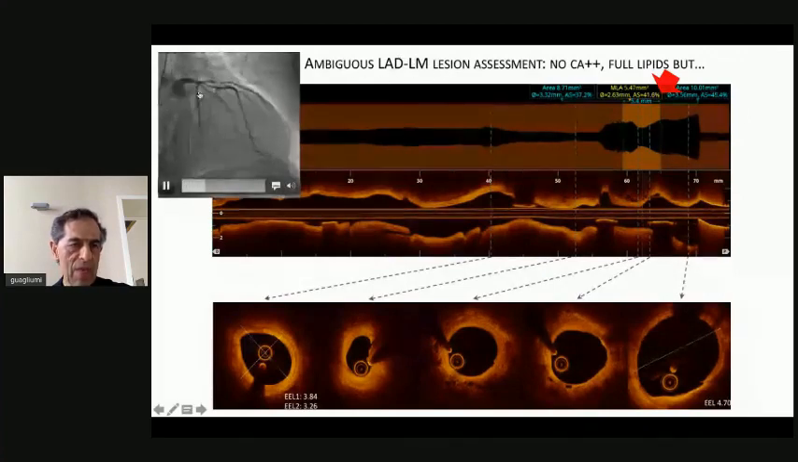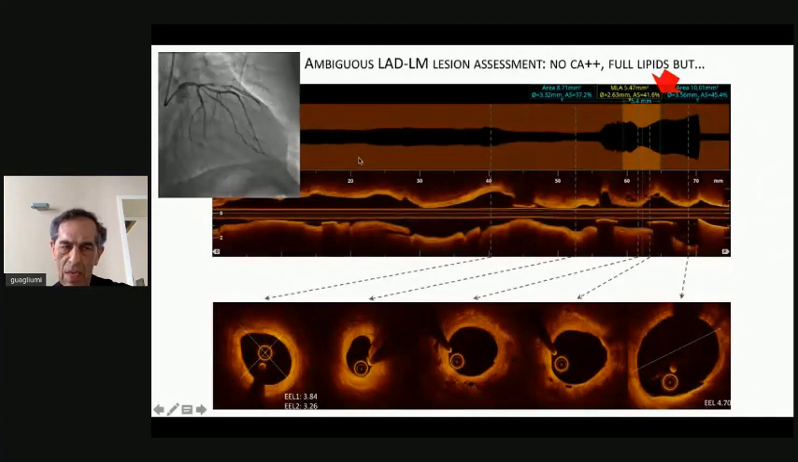Likewise, in this case, there is a very clear TAF lesion in the D1, but an unclear lesion on the proximal LAD. And what about the extension in the left main? Here you have a very quick scan, and in a couple of seconds, you have full information.